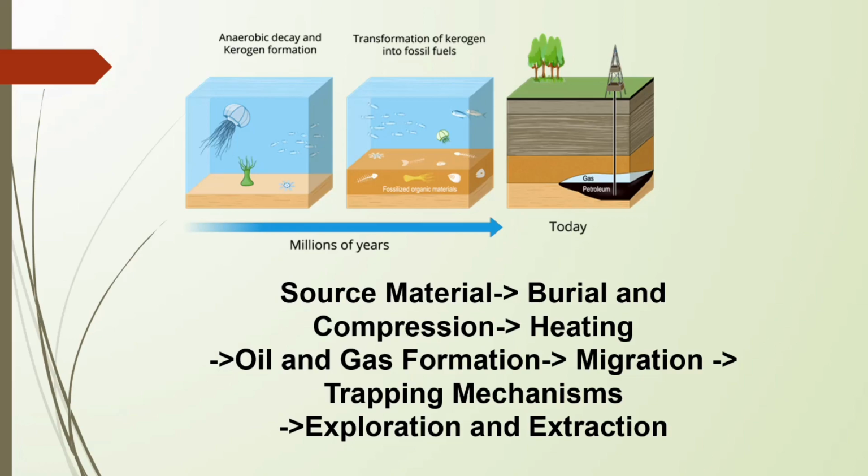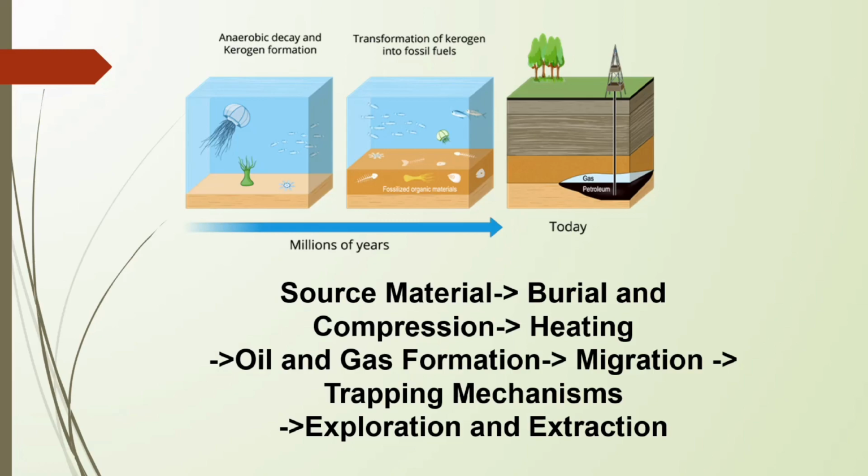Oil and gas formation: as the temperature and pressure continue to rise, the organic matter in the source rock begins to break down. It transforms into hydrocarbons in the form of liquid oil and gas. The specific types of hydrocarbons that form depend on the composition of the source material and the conditions under which it is buried and heated.